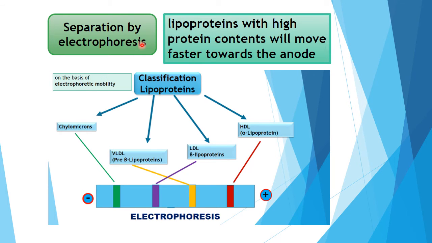Now separation by electrophoresis. The lipoproteins are first separated by ultracentrifugation on the basis of density, then on the basis of electrophoretic mobility by electrophoresis. We have already seen that chylomicron remains towards the negative side, whereas HDL is the fastest to move, which comes to the alpha position, hence known as alpha lipoprotein. LDL comes to the beta position, that's why it is known as beta lipoprotein, whereas VLDL comes just before the beta lipoprotein, hence known as pre-beta lipoprotein.